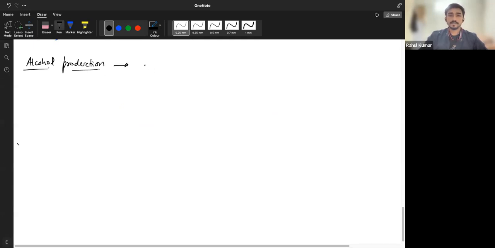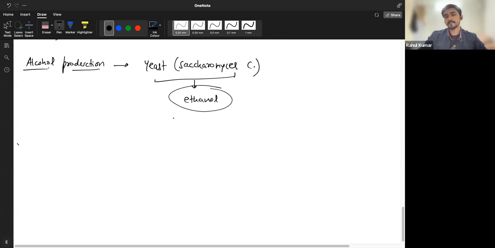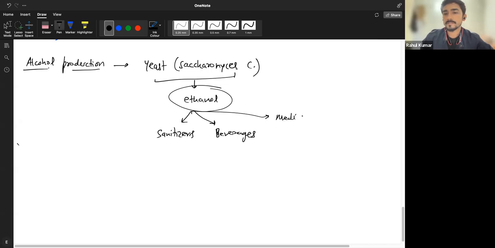So yeast, which is again Saccharomyces cerevisiae, is used for the production of ethanol through fermentation of sugar. Now ethanol is used for making sanitizers. Ethanol is also used for alcoholic beverages, and it's also used for medicines.